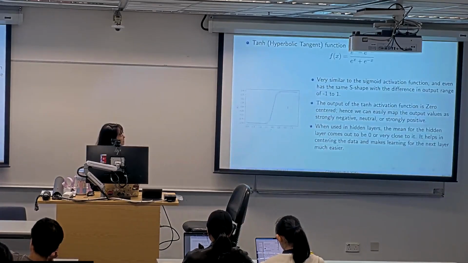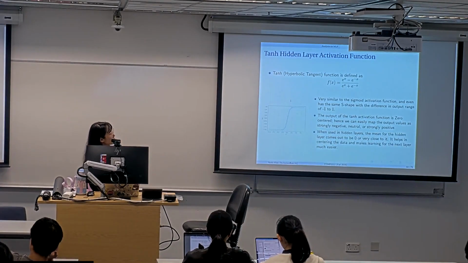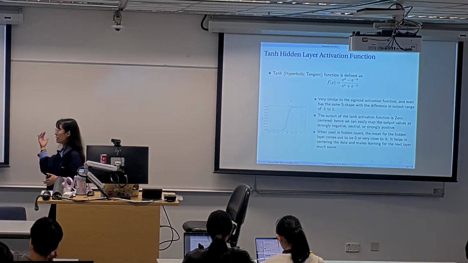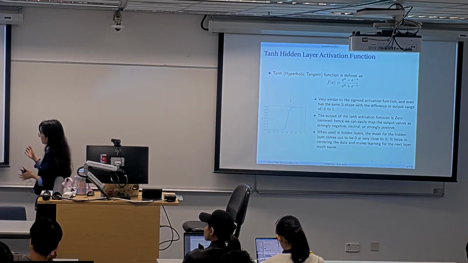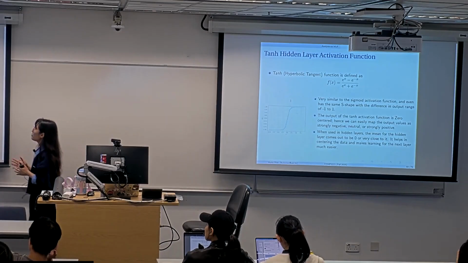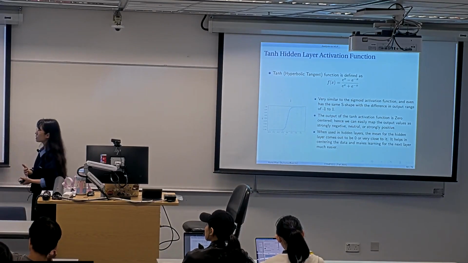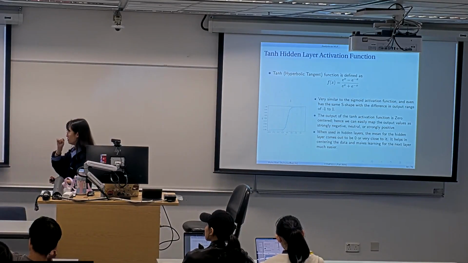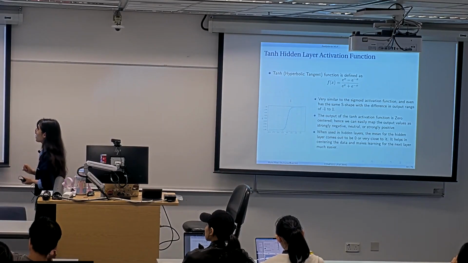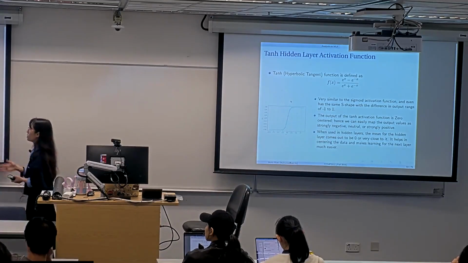Some analysis of the hyperbolic tangent: it is very similar to the sigmoid function and has the same S shape. It's smooth and differentiable, right? A good property that allows backward propagation. But the difference is that the output range of tanh is from -1 to 1. And we also find that the output of tanh is zero-centered. When x is 0, the output is 0.